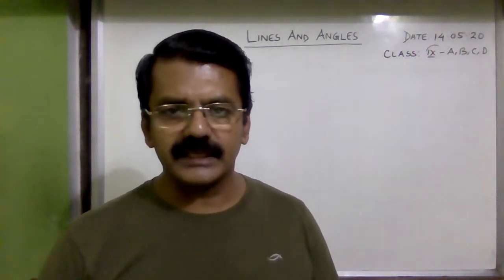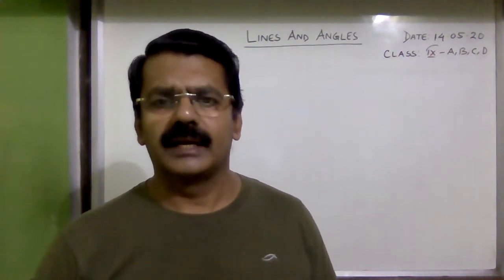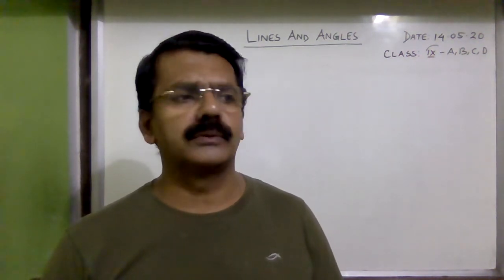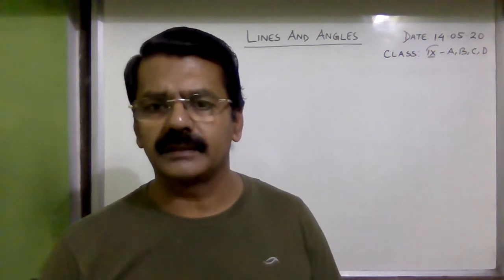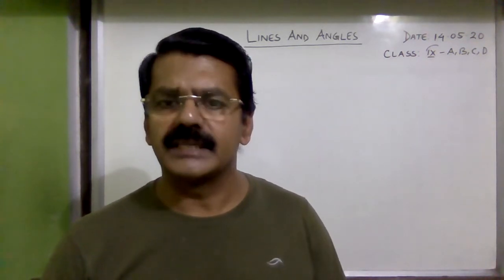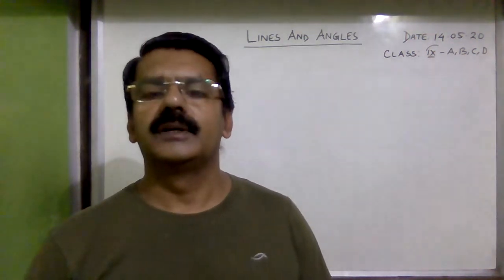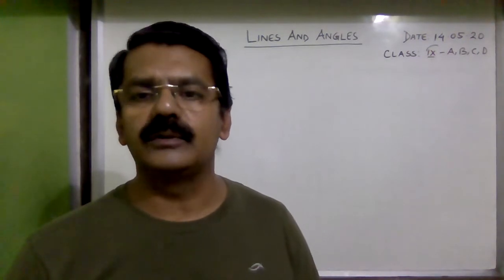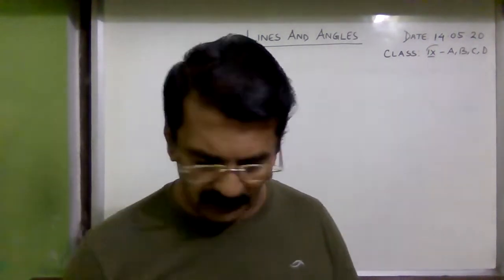In the previous lecture, I told you about acute angle, obtuse angle, reflex angle, right angle, and I told you about the linear pair, adjacent angles and all. So we did a few examples also. Today we'll start with a few examples and then I'll tell you about a few more angles.